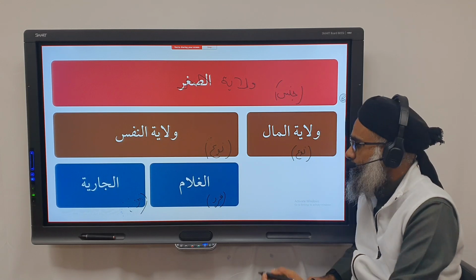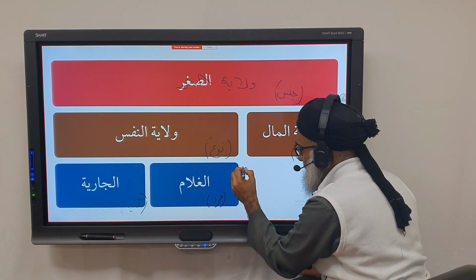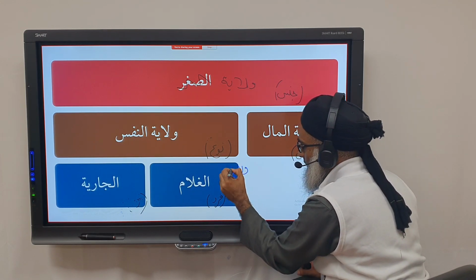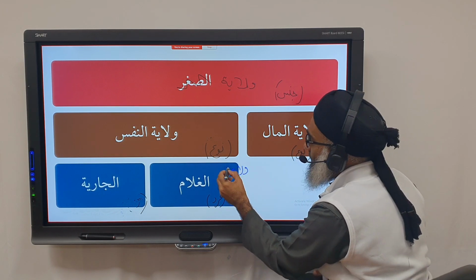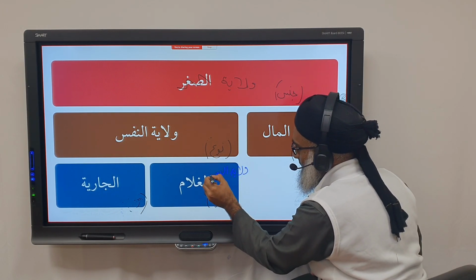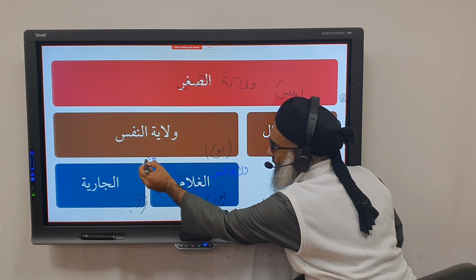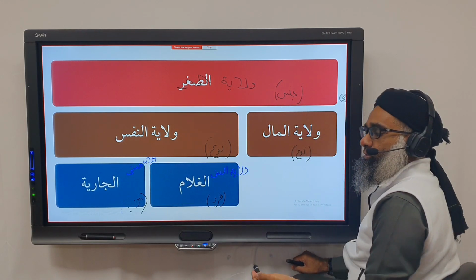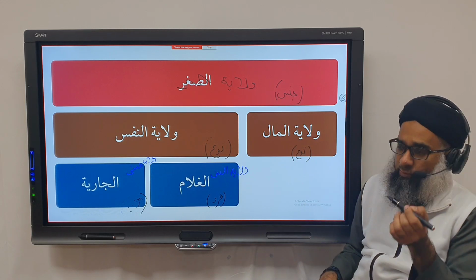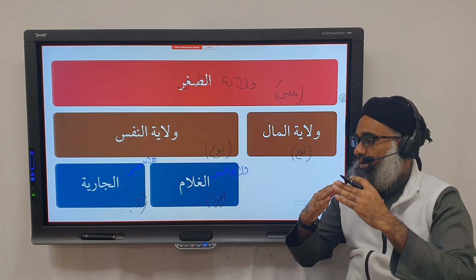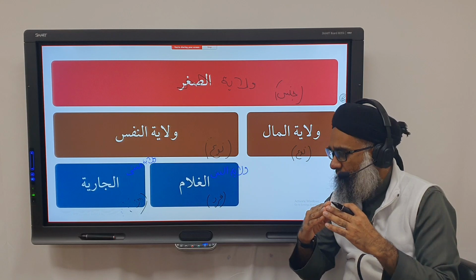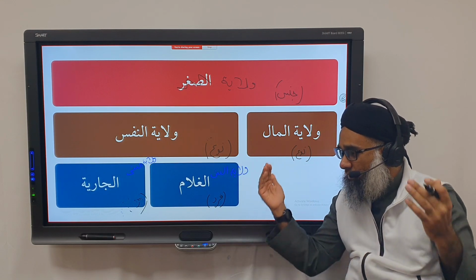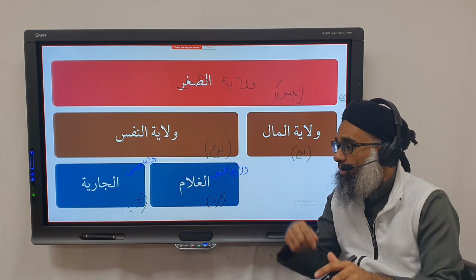Yes? So, we can say wilayatul nafs fil ghulam and wilayatul nafs fil jariyah are from the same naw. They're both from where? Wilayatul nafs. And wilayatul mal and wilayatul nafs are from the same jins of wilayah.